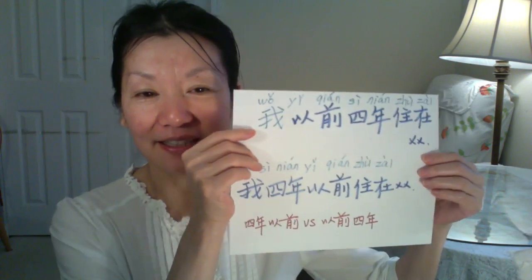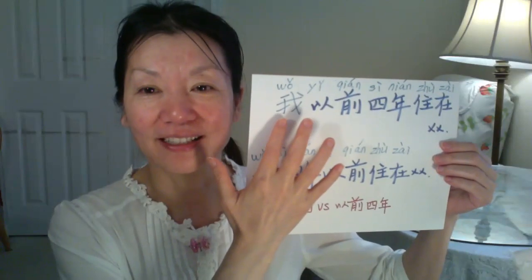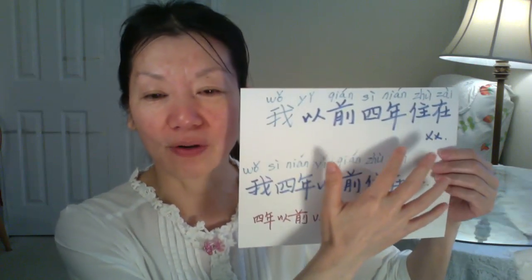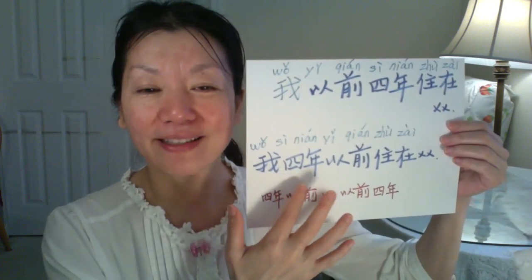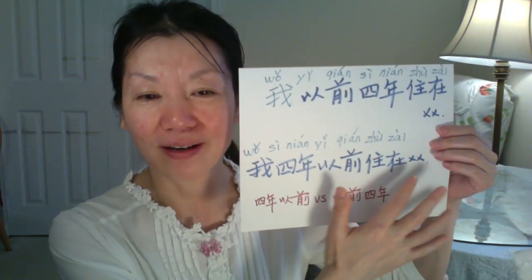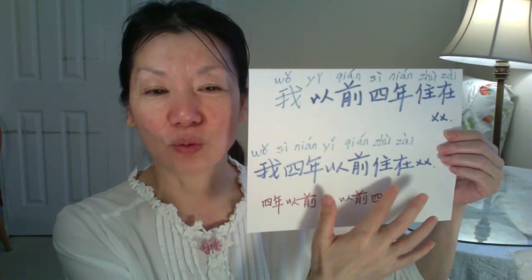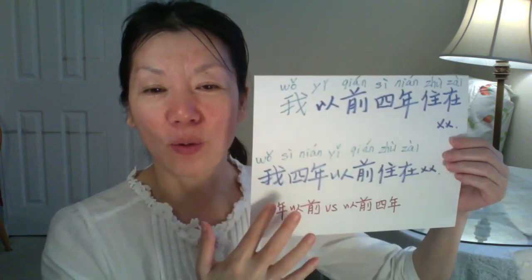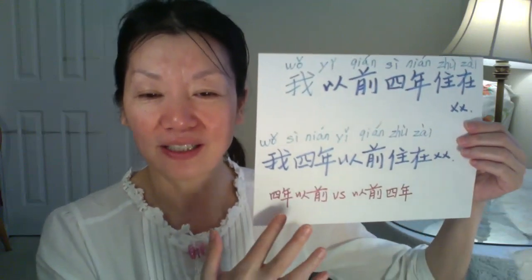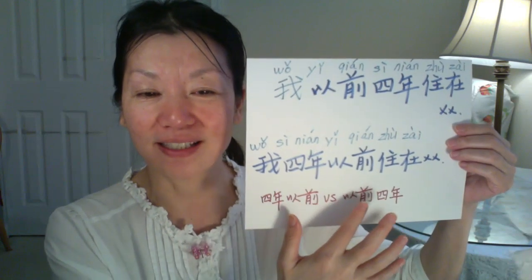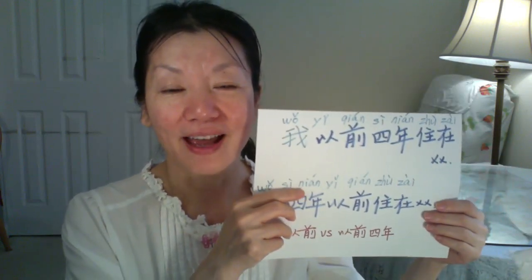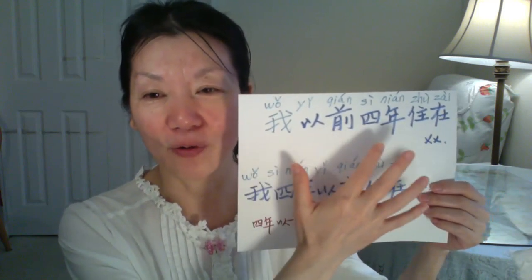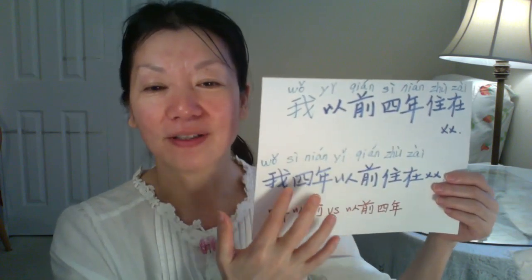Okay, let's see the second sentences here, from student sentences. She says 我以前四年住在New York. Then you see this one here: 我四年以前住在New York. Where are they different? They say 我以前四年, then they say 我四年以前. I already see here: 四年以前, versus 以前四年. We figure it out here: 以前四年, before 4 years ago. You like to say 4 years ago, right? 四年以前.